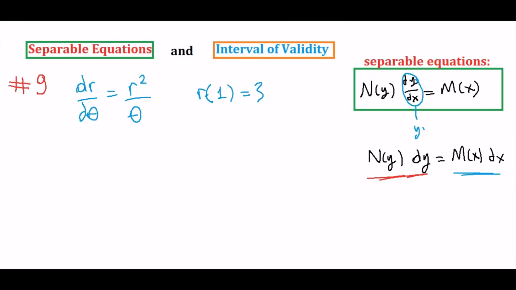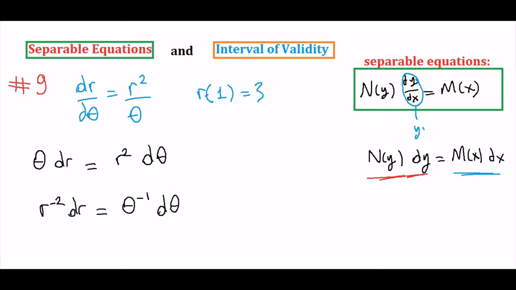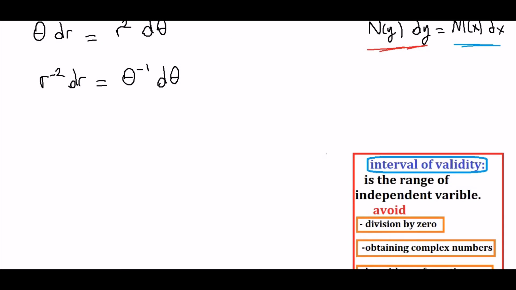Let's see example 9. Here our first step is to cross multiply. So theta dr is equal to r squared d theta. Now we would like theta on the right hand side and r on the left hand side. So we divide by r squared and theta simultaneously. So r to the negative 2 dr is equal to theta to the negative 1 d theta. Now we can integrate both sides.